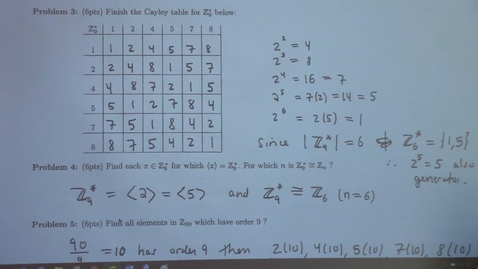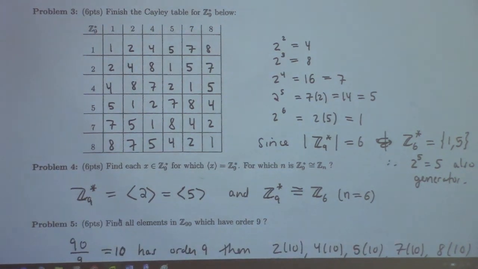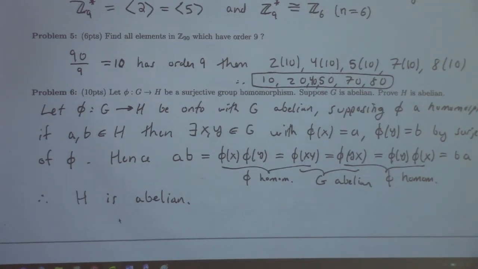Find elements in Z90 with order 9. So 90 divided by 9 gives me 10. I'm using yet another theorem in the cyclic groups section. So 90 over 9 equals 10. And then again, I already know how to get other generators because I just have the group of units. I have Z9 star right up here. So anything in there times 10 gives me another generator.